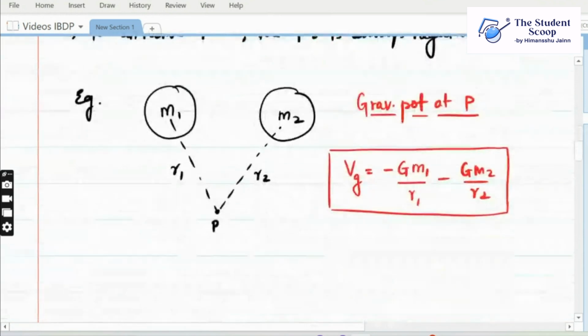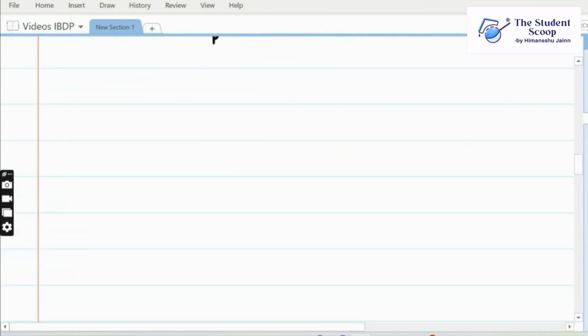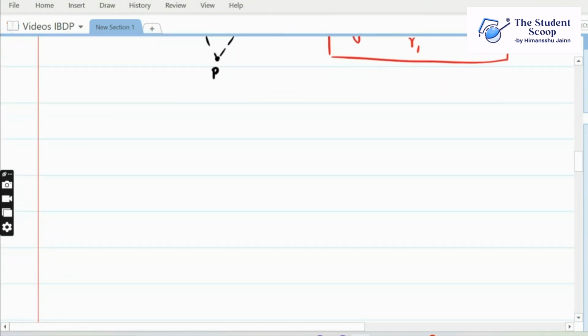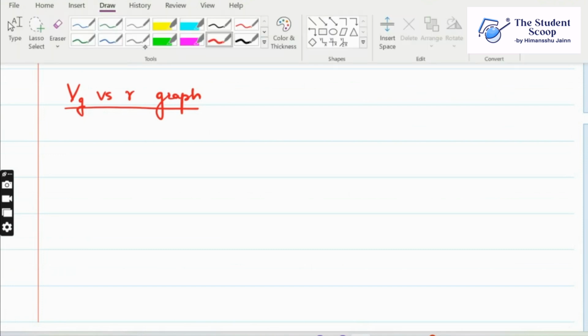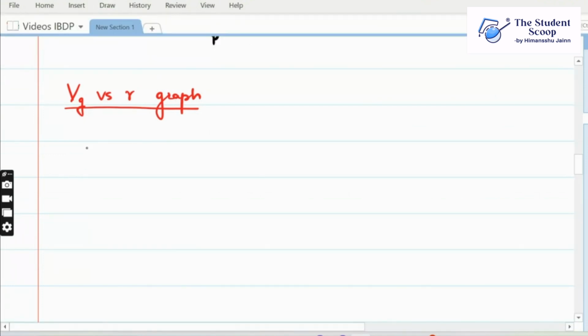Apart from this, for gravitational fields, the potential and potential energy, we can draw graphs of potential energy versus distance for different scenarios. So, gravitational potential versus R graphs. We will look at different scenarios of this. The first scenario I'm going to talk about is the point mass.